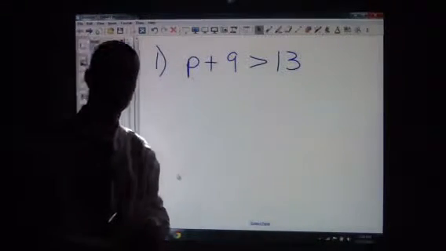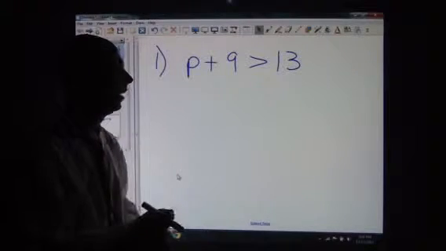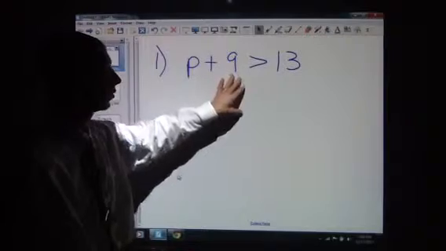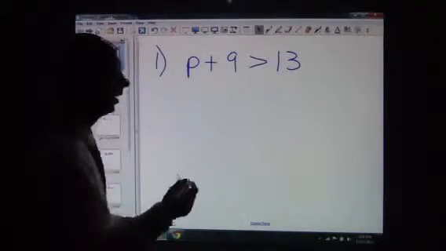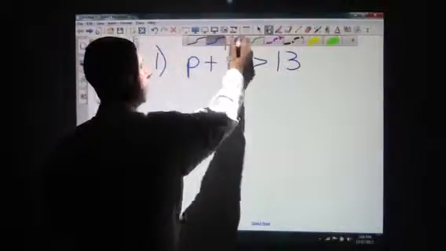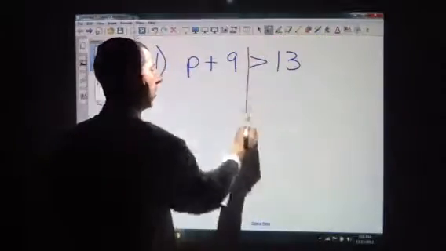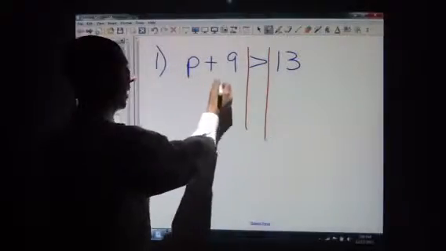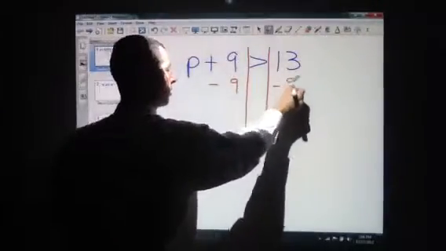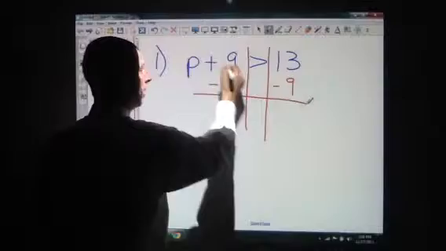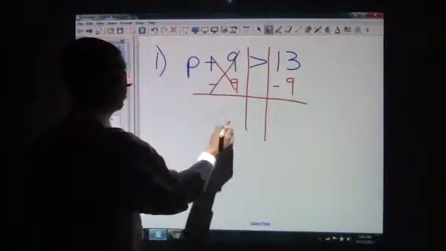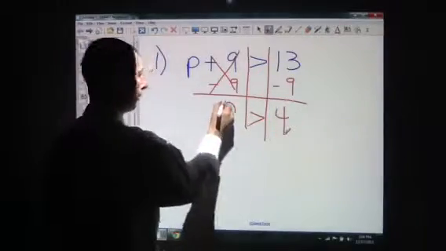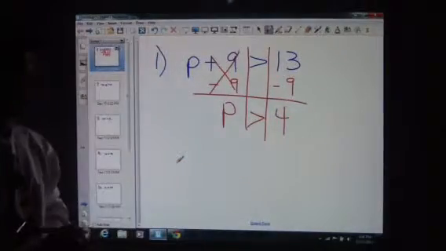Okay, we're going to be looking at solving inequalities here by isolating our variable. So if you take a look at this one, this is off of worksheet 5.4. Our first step here is we want to isolate our variable, okay, by subtracting 9 on both sides. So we're going to subtract 9 here, subtract 9 here. That gets rid of this 9. Okay, so P is greater than or equal to 4. Okay, and that's the correct answer there.